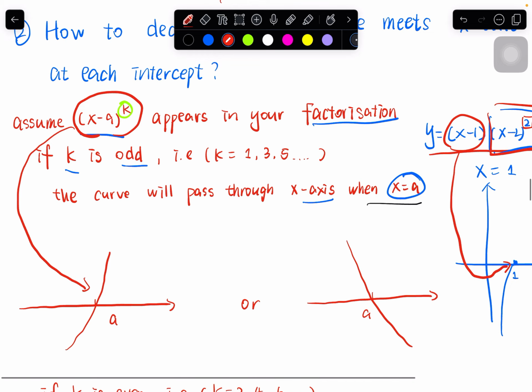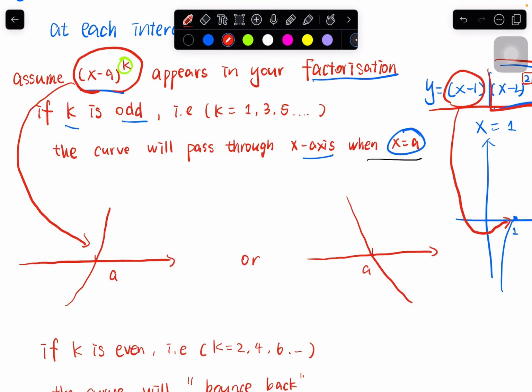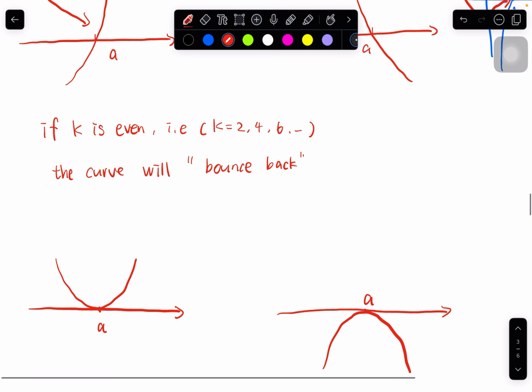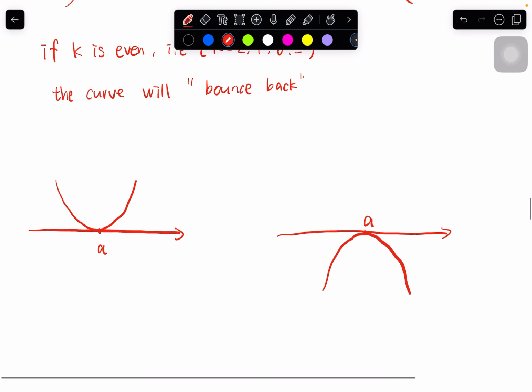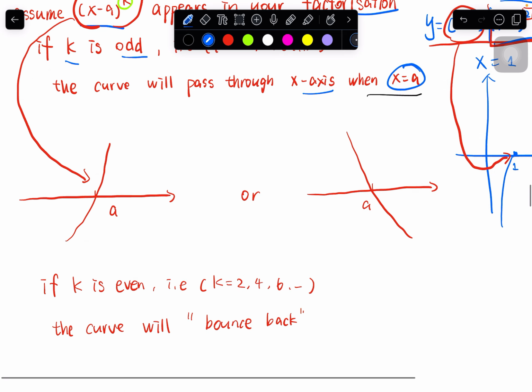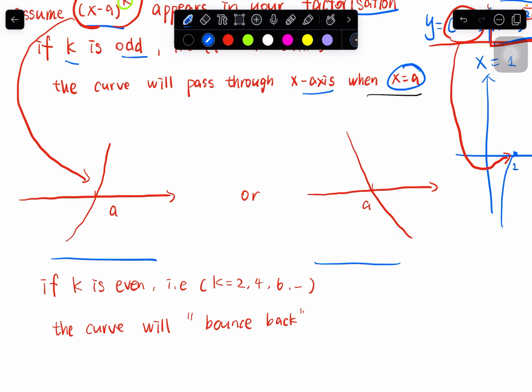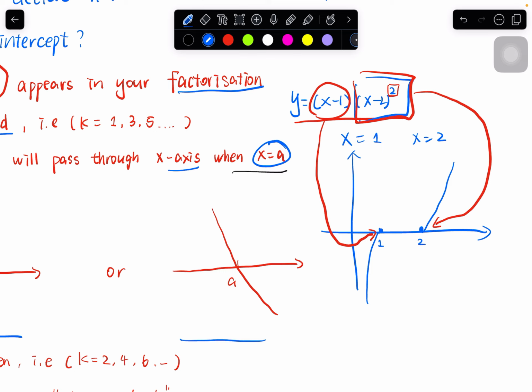Now you just need to determine whether k is an odd number or even number. So when k is odd, the curve will pass through the x-axis when x equals a. And when k is even, the curve will bounce back. It looks either like this or like this. Also here, when we say the curve will pass through the x-axis, it looks either like this or like this. So how can we find the shape of this function?